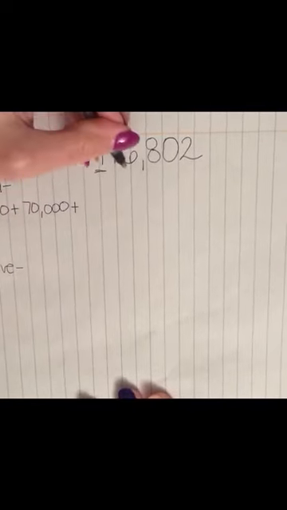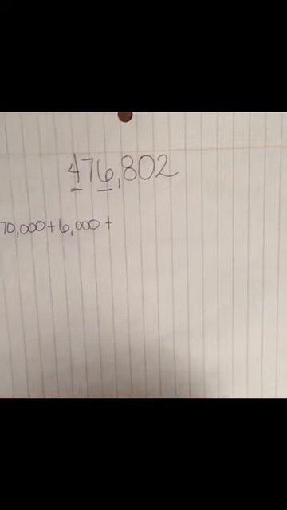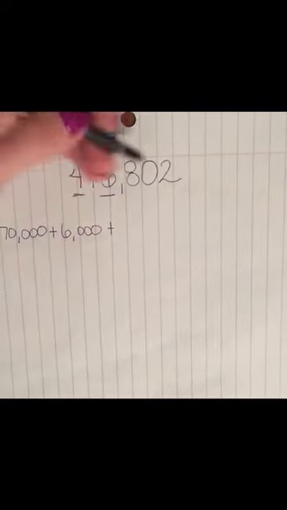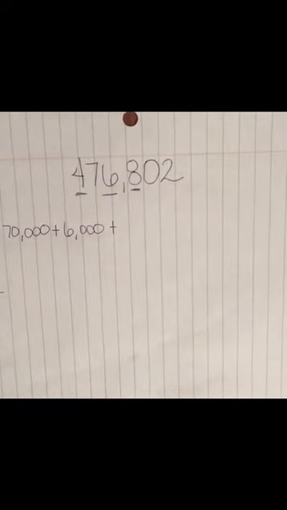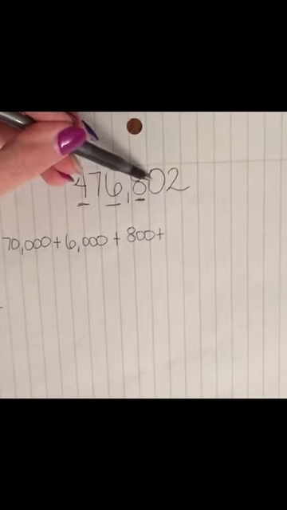plus next digit over, 6. So it's in the thousands place, so 6,000 plus next digit over is the 8. It's in the ones, tens, hundreds, so 800 plus next value is 0.